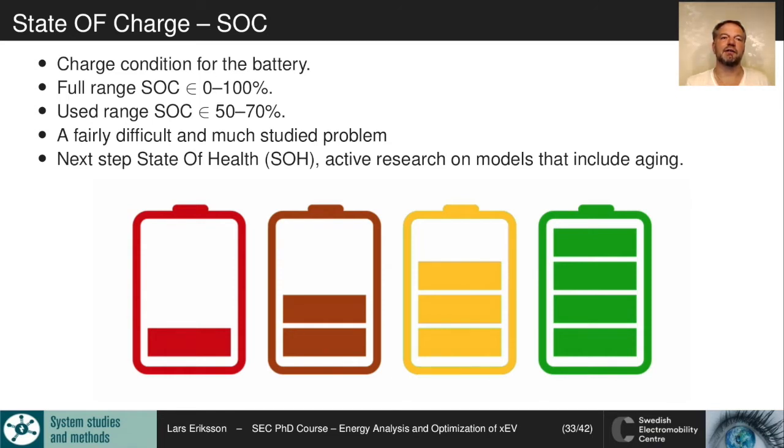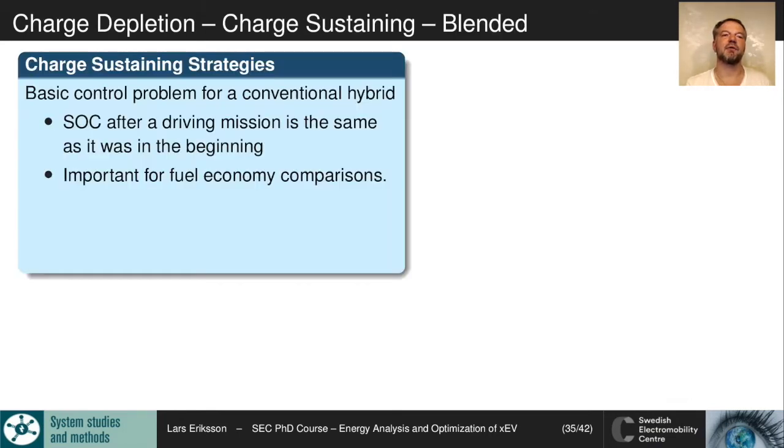When we look at plug-in hybrid electric vehicles, they are usually going with higher ranges than 50 to 70. They are going maybe from 10 up to 90%, but still they are saving the edges. I will come back to that in a couple of slides. When we look at charge depletion, charge sustaining and blending, these are three strategies for controlling the charge.